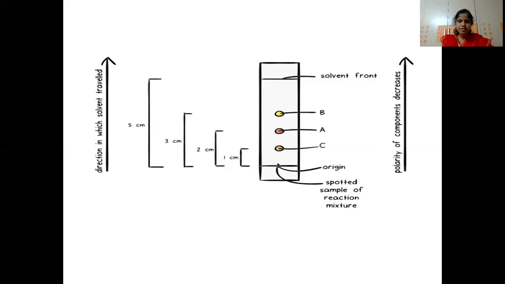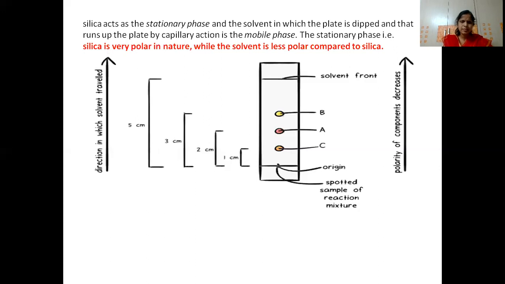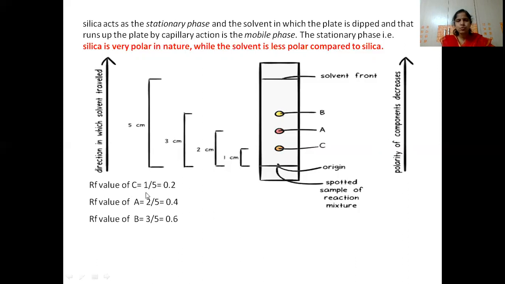So RF is nothing but the distance traveled by the component divided by the distance traveled by the solvent. So for each and individual component, we need to measure the RF value. So RF, first for C component, the distance traveled by C component is 1. So 1 divided by the distance traveled by the solvent, which is 5. So it will be 1 divided by 5, that is equal to 0.2.